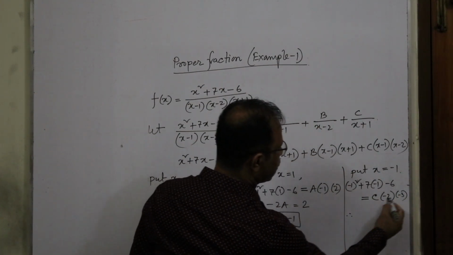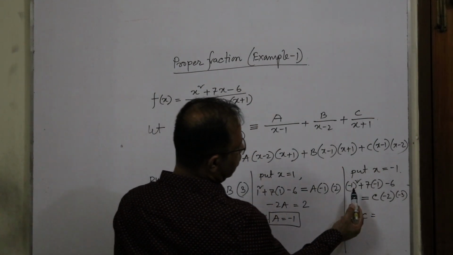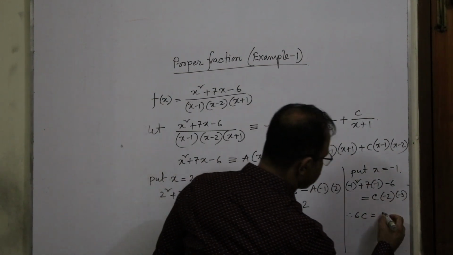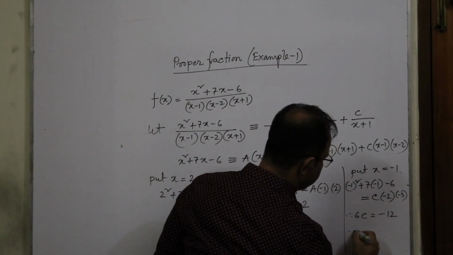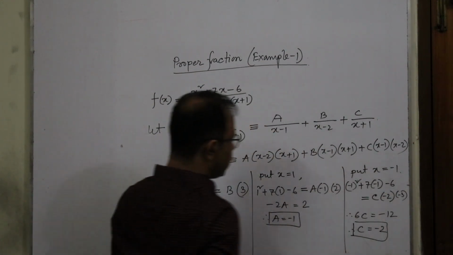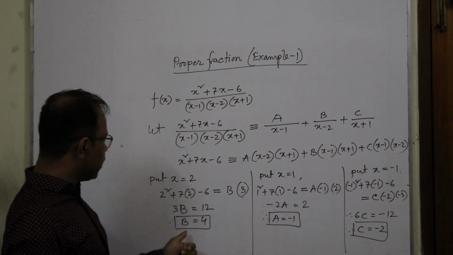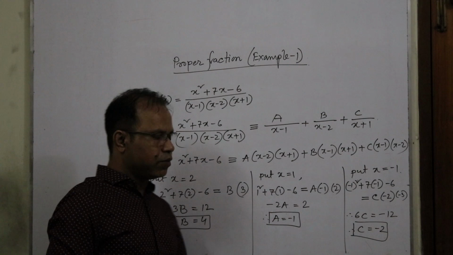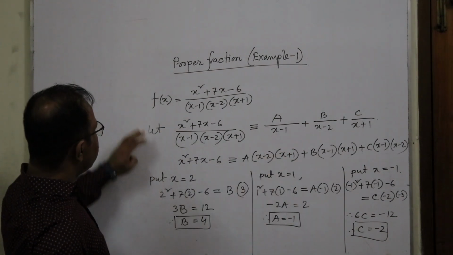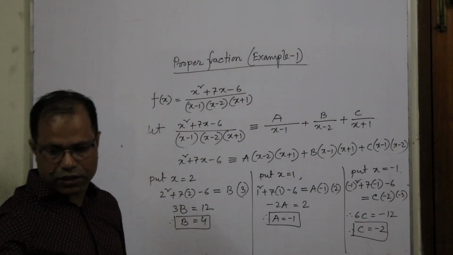So therefore 6c equals 1 minus 7, that is minus 6, minus 6 is minus 12. Therefore c equals minus 2. These are the three values: a equals minus 1, b equals 4 and c equals minus 2. If we substitute these three values in this expression, it is expressed as a partial fraction.